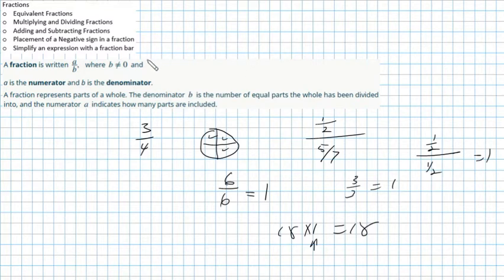Of course, when you have a fraction, the denominator can never be 0. So this is crucial. This is very important. A 0 denominator would imply division by 0, which is not defined. So be careful. Always keep this in mind. Division by 0 is not defined. You cannot have fractions in which the denominator is equal to 0.